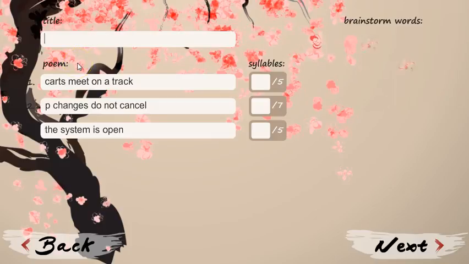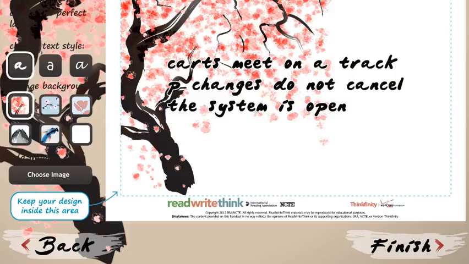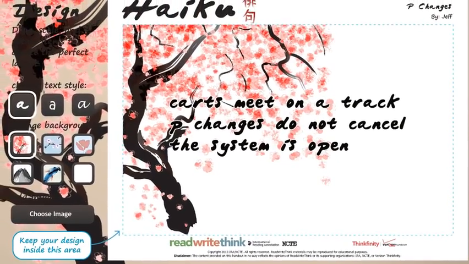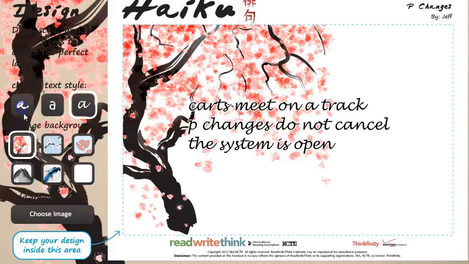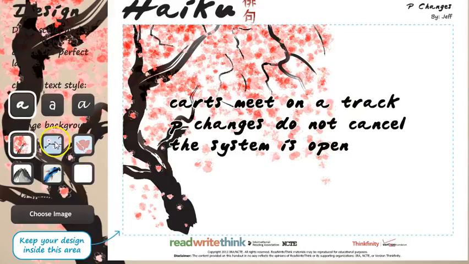So I don't know what we call it here. P changes. There we go. Because that's not weird at all. There it is. So I'm going to go ahead and hit next. Now the cool thing is it has lots of ways to make this look pretty. It gives you a number of different text styles. I prefer this one. It looks a little bit more like brush strokes.